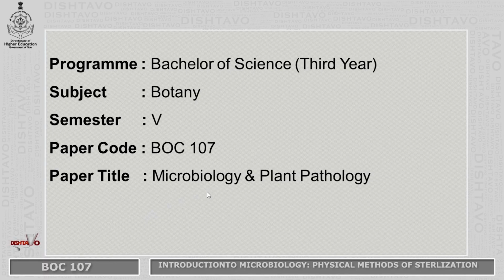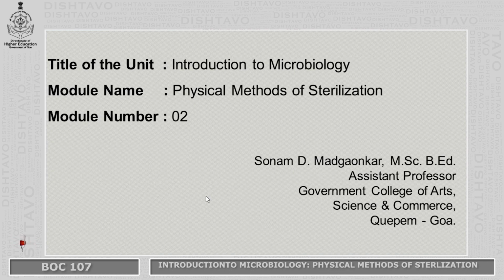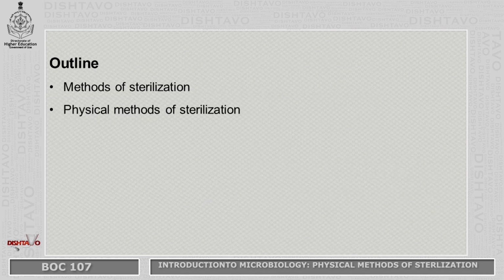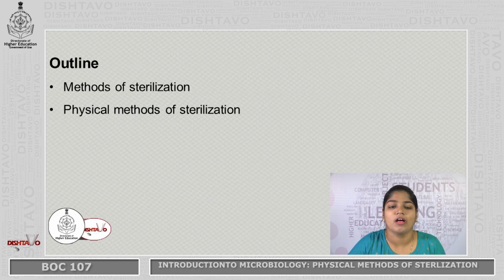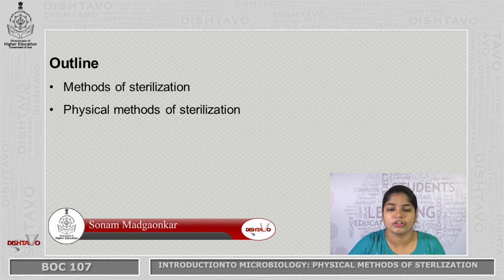Okay, program Bachelor of Science, third year, subject Botany, semester 5, paper code BOC 107, paper title Microbiology and Plant Pathology. Title of the unit: Introduction to Microbiology, module name: Physical Methods of Sterilization, module number 2. The module consists of methods of sterilization and physical methods of sterilization.